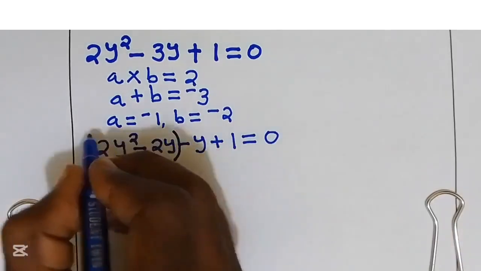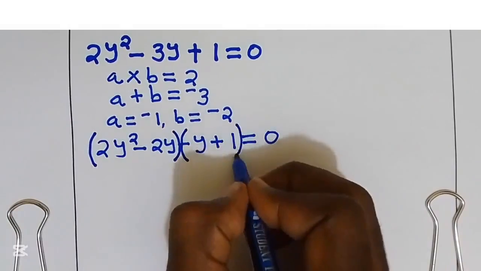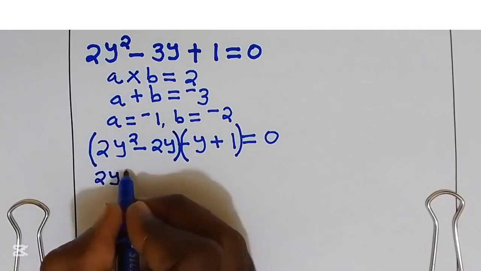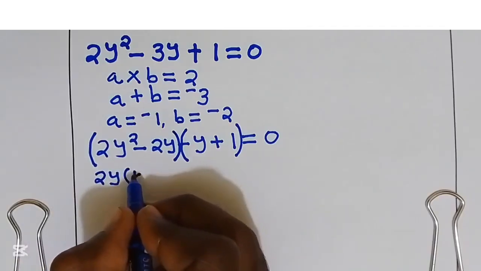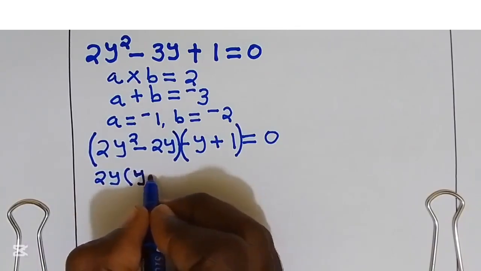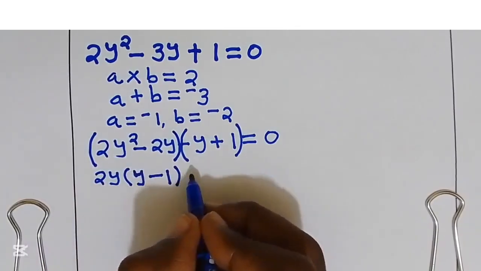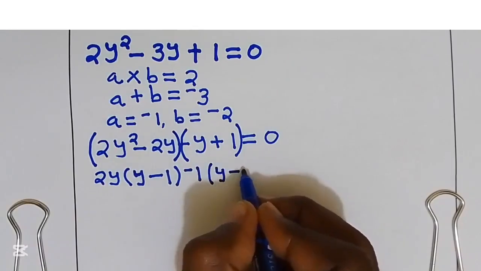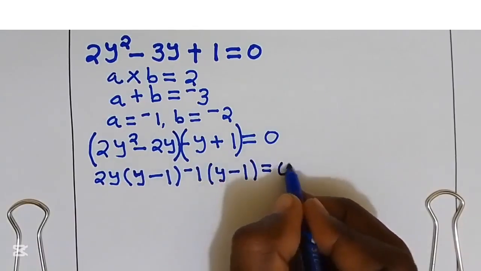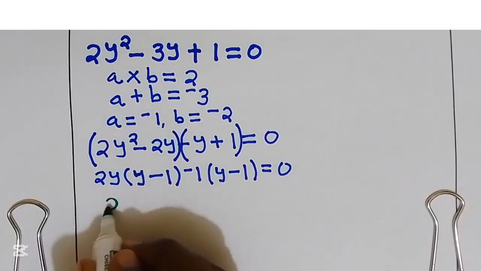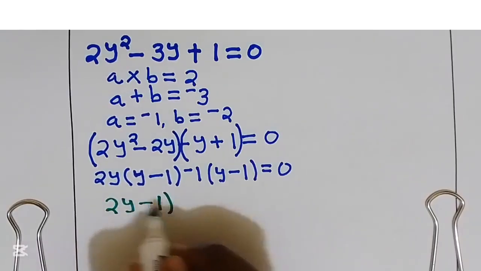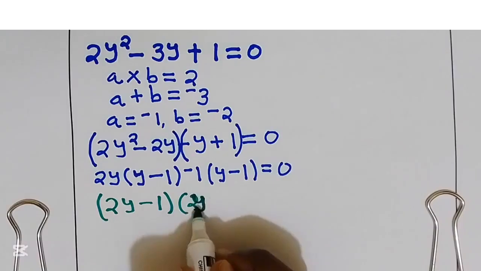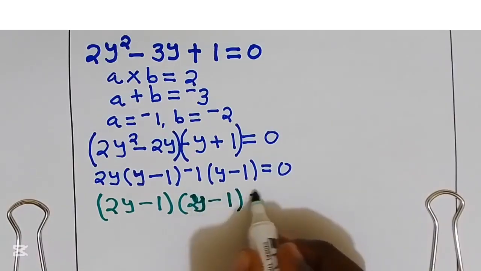We will factorize. I'm going to factor out 2y. I will remain with y minus 1. I will factor out minus 1. I'm going to remain with y minus 1. This is equal to 0. Our factors are 2y minus 1 and the common one, y minus 1. This is equal to 0.